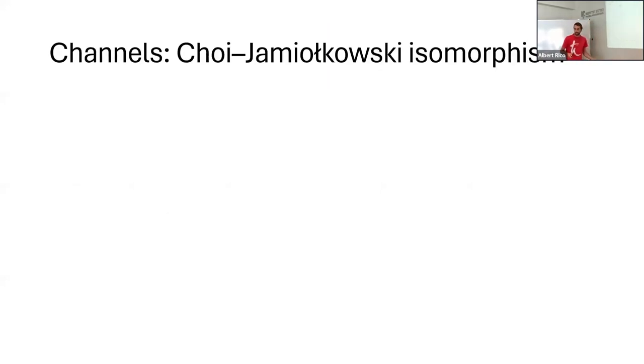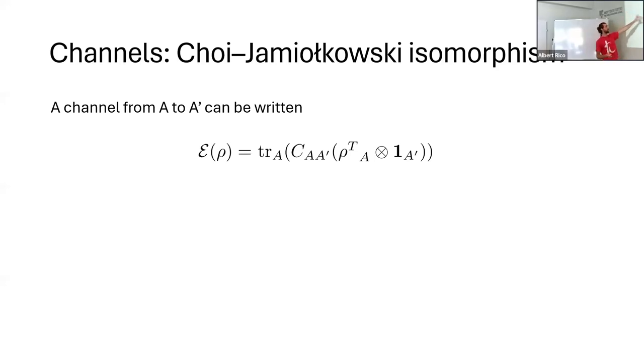Okay, now let's talk about channels. And for that, probably we need to do a lot more parentheses. So you can write a channel in this way. You have a bipartite matrix, with the input on one side and the output state on the other. It's called the Choi matrix.